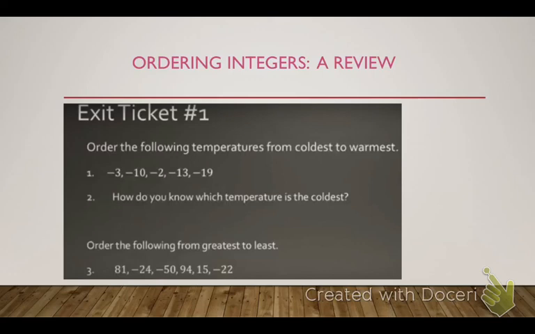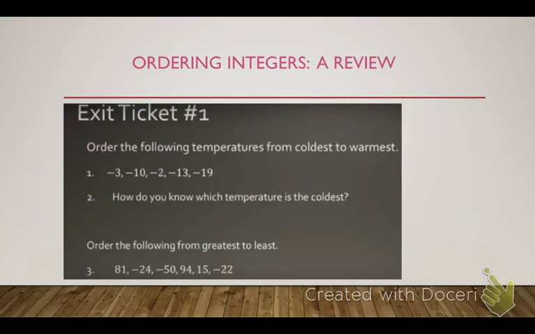Here's your exit ticket. Again, make sure that you read through your exit ticket. We're going coldest to warmest. Number 2 is going to be a little different, where you need to write a sentence. How do you know which temperature is the coldest? You're going to write it in sentence form, please. Make sure you write it and put a period at the end. Number 3, you're going to order the integers from greatest to least. So make sure you read your directions, read through the problem carefully. All right? Okay, here we go.